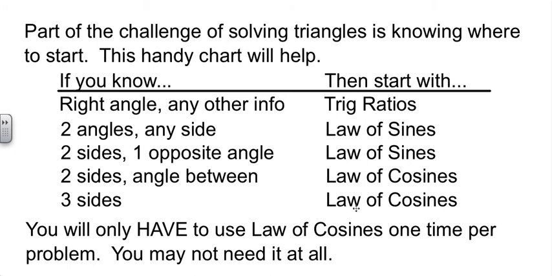And when you do that, you're looking for the biggest angle first. It's only necessary to use the law of cosines one time in a problem. You're allowed to use it more than once if you want to, but it's the longest of the approaches. So most people, as soon as they can get rid of it, they do. You may not need to use law of cosines at all. If you have to use it, you only have to use it once per problem.